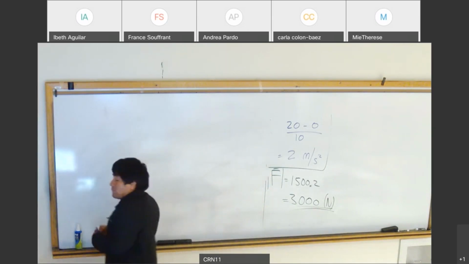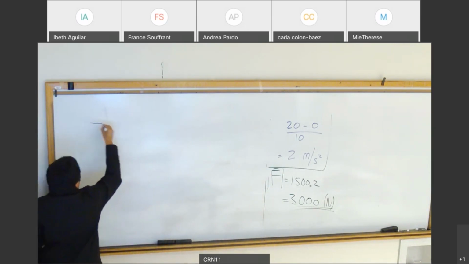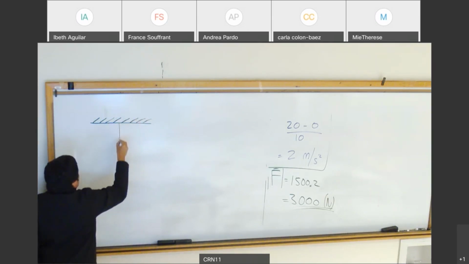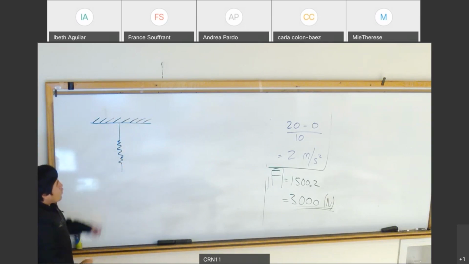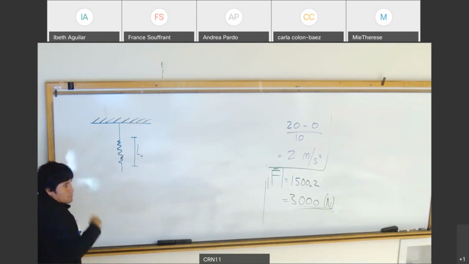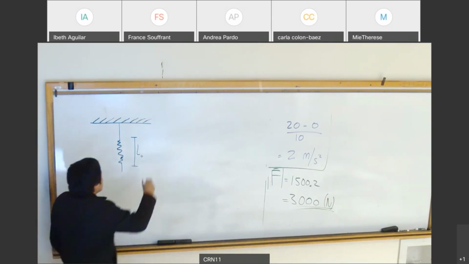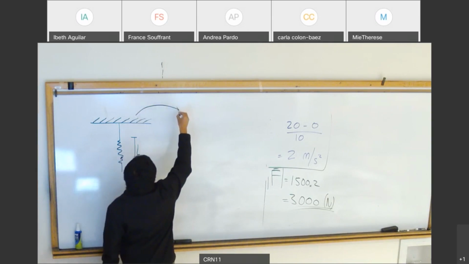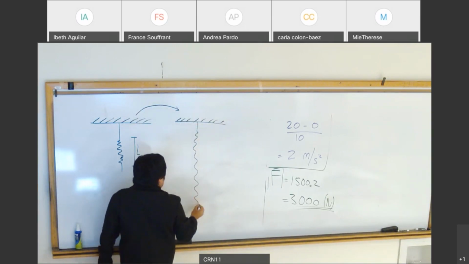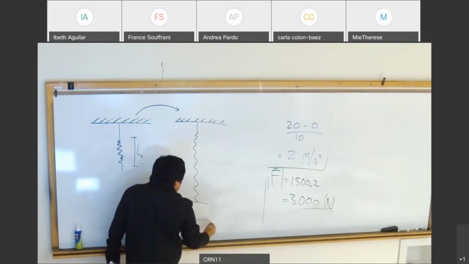If you have a spring, there is something called the natural length. We call this L naught, natural length. Nothing in there. But as soon as you place a mass, the spring will stretch.